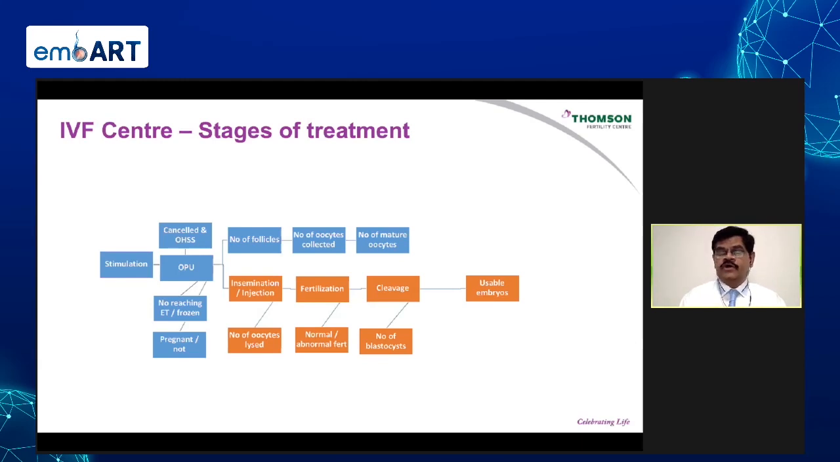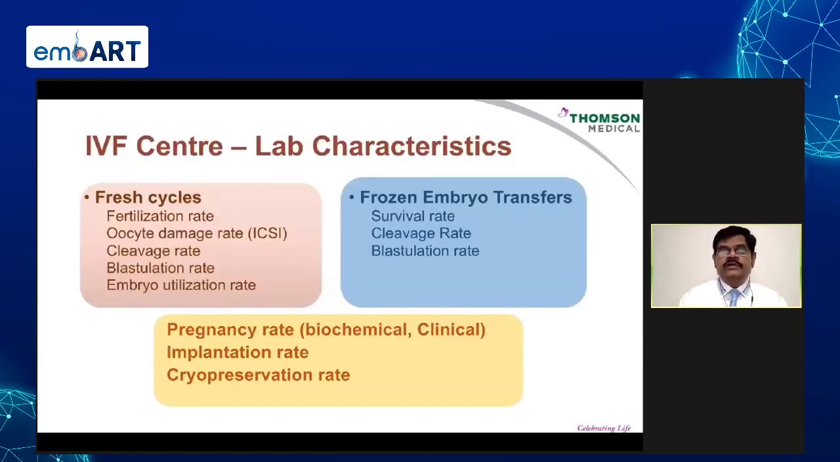After fertilization, we go on to the next stage, which is cleavage of embryos. Again, we have to see how many of these embryos are usable. And also with the blastocyst culture, you see how many blastocysts are obtained from these embryos and how many are usable. So the IVF Centre's lab has its own characteristics. We are going to look at fertilization rate, oocyte damage rate after ICSI, cleavage rate, blastulation rate, which is actually formation of blastocysts, and embryo utilization rate, where we get the number of usable embryos.